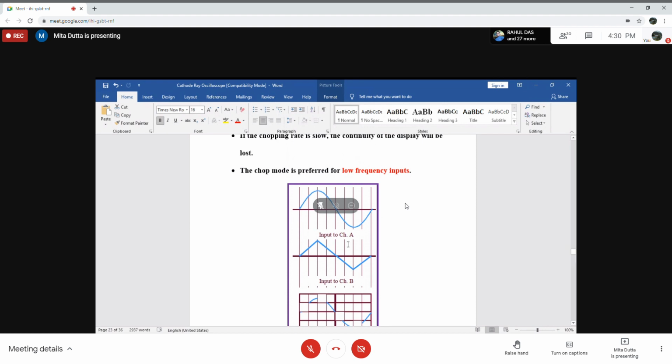Clear? How the signal is being displayed in alternate mode and in chop mode? Hello?